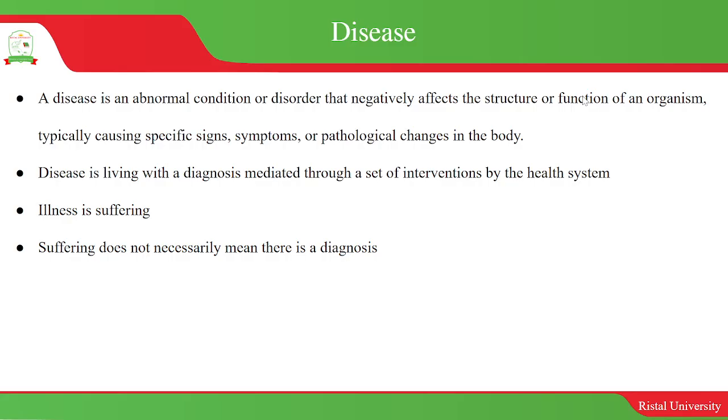Diseases in the eyes of public health. A disease is basically an abnormal condition or a disorder that affects the function of an organism. Basically, when you have certain signs and symptoms and there are pathological changes, whether in the tissues or cells, or basically in the body, we say that you have a disease.